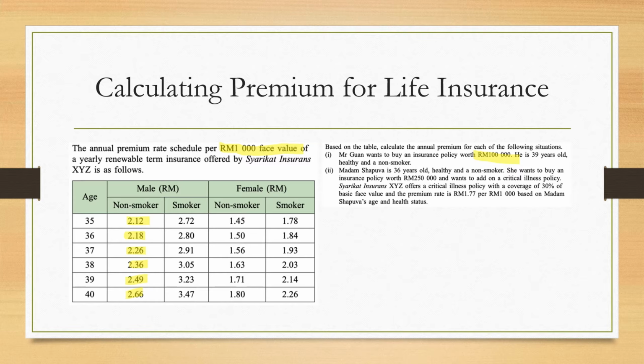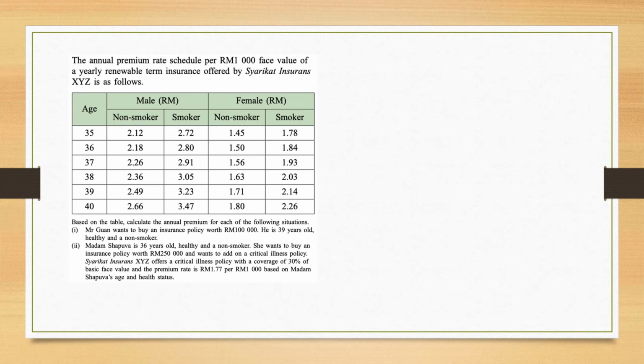Now, let's look at this particular question. As I mentioned, we need to look at 1,000 ringgit face value, and then 39 years old, healthy and non-smoker. So first thing first, 39 years old, healthy non-smoker, that means the premium rate will be this one right here. Alright, and now we need to calculate the annual premium for Mr. Guang. Alright, so let's do that.